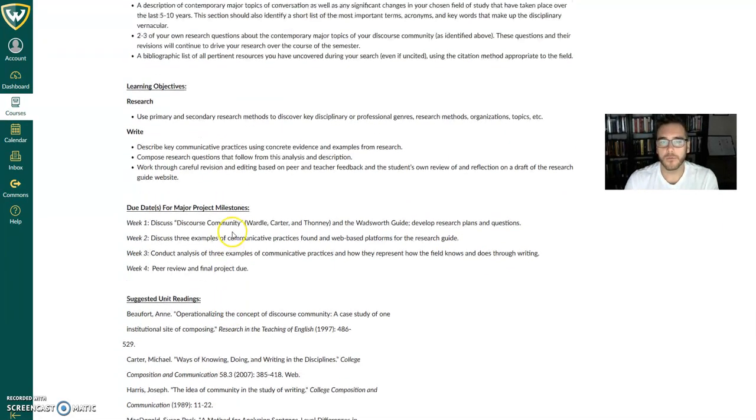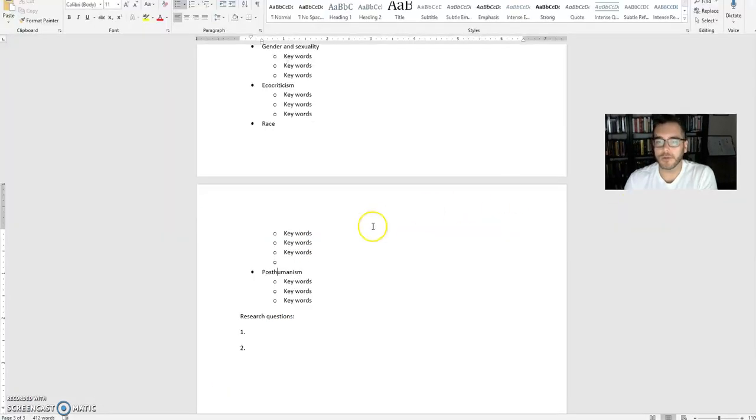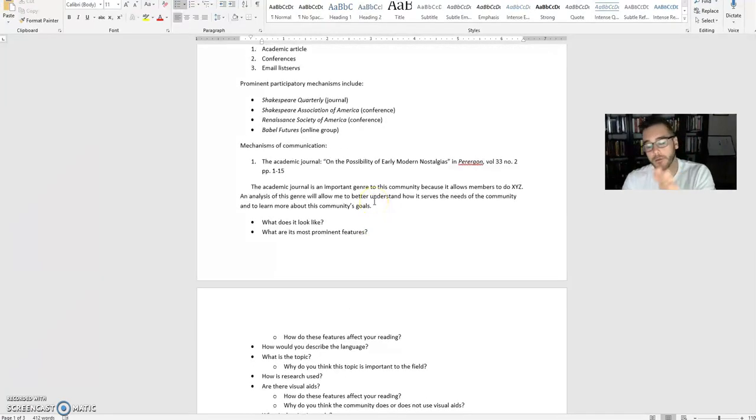Next up, where are we? There we are. And then just 2 or 3 research questions you have. What are you curious about? So now that you've learned all of this stuff, now that you've learned about what are the major places people exchange information, what are some of the topics they're discussing, what are you curious about? What are some questions that you have?